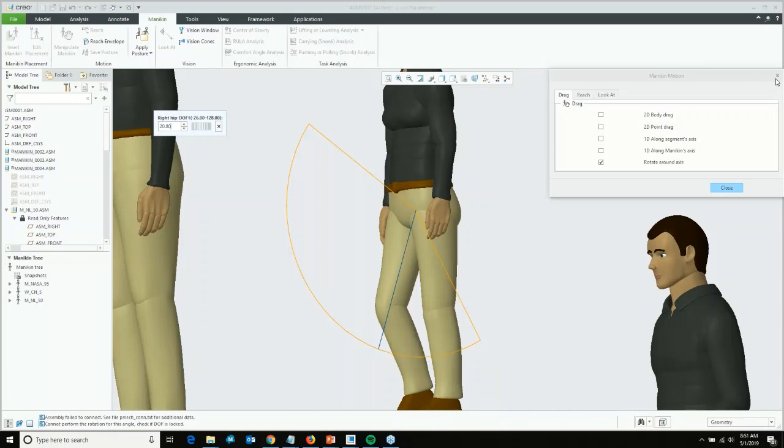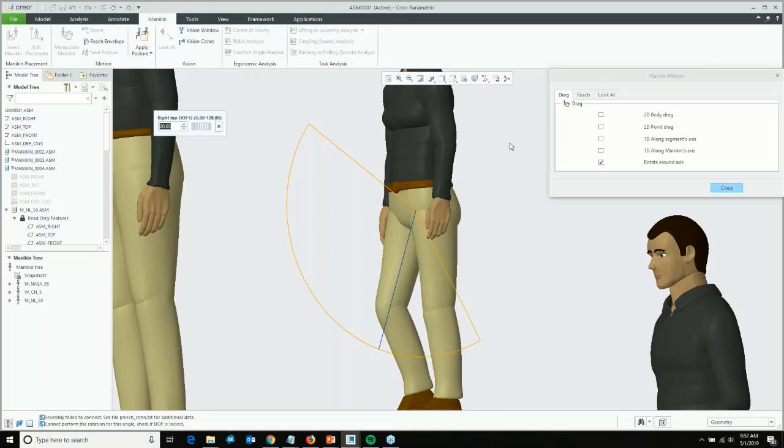So if I type in maybe negative 15 or so, again it tries to do that, and it says, okay, I can't push my leg backward negative 15 degrees. So it says assembly failed to connect. I can't perform that rotation angle.